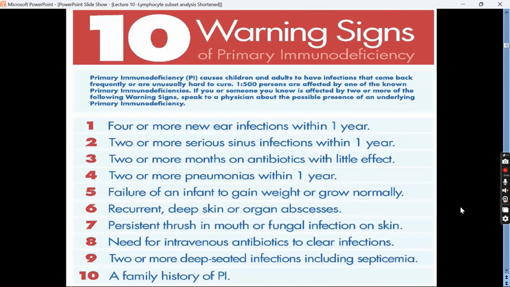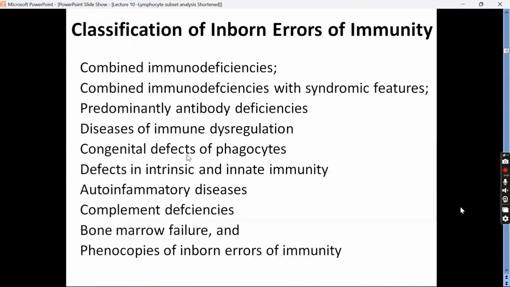Okay, so these are the 10 warning signs. And if these signs are present in a particular patient, then you need to strongly suspect immunodeficiency. So these are the classifications of inborn errors of immunity, or PIDs, which include combined immunodeficiencies with syndromic features, antibody deficiencies, immune dysregulation, which I told you, like disorders of autoimmunity, congenital defects of phagocytes, defects in intrinsic and innate immunity, autoinflammatory diseases, complement deficiencies, bone marrow failure, and phenocopies of inborn errors of immunity. So these are the broad headings of classification of inborn errors of immunity.